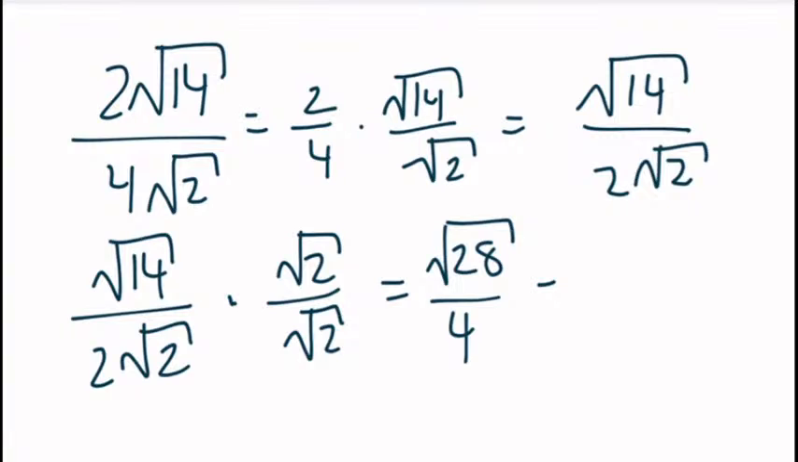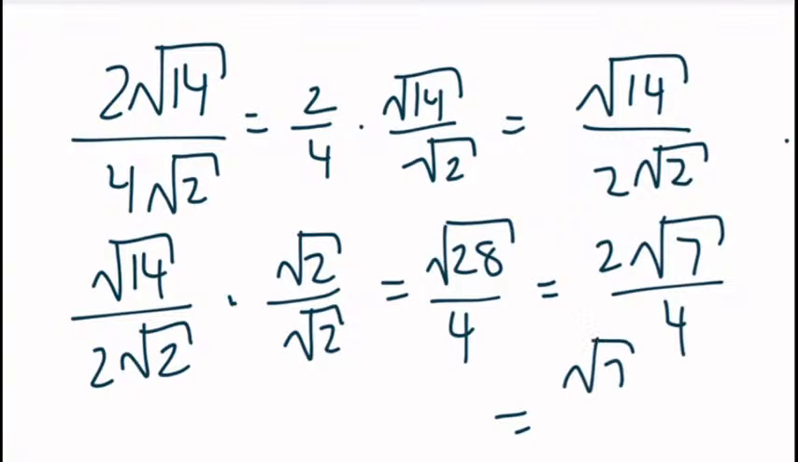And with radical 28, we can split that up into 4 times 7, which is 2 radical 7 over 4. So we can simplify the 2 and 4 into 1 over 2, so we get radical 7 over 2 as our final answer.